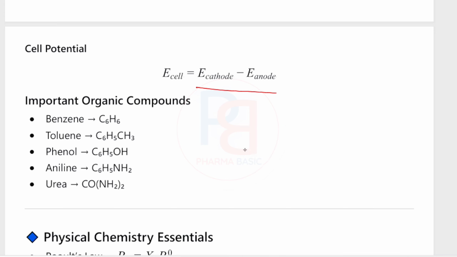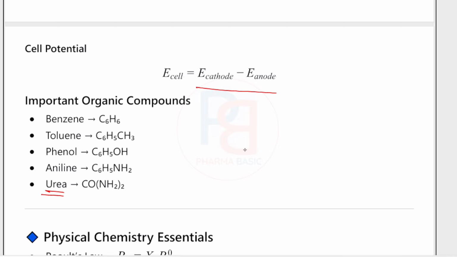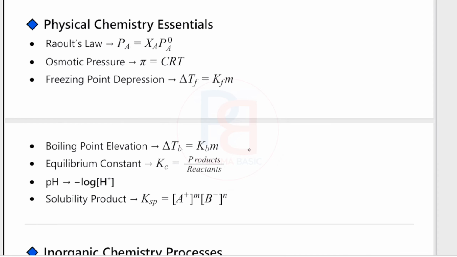So these are some organic compounds. This is urea, and its chemical structure is C double bond O, with NH2 and NH2. This is urea. Raoult's law, Pa equals Xa into Pa naught.